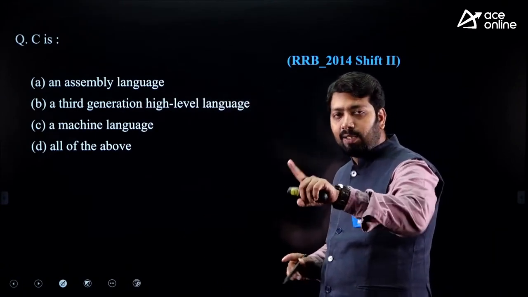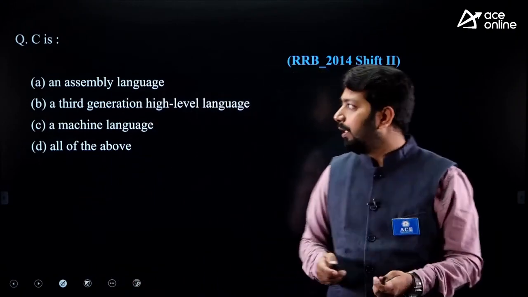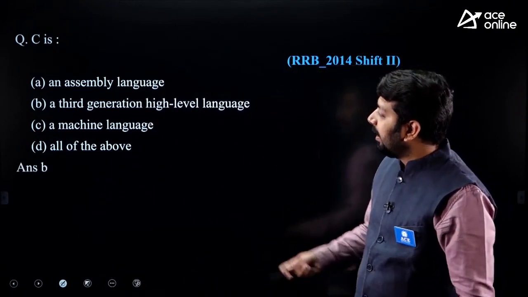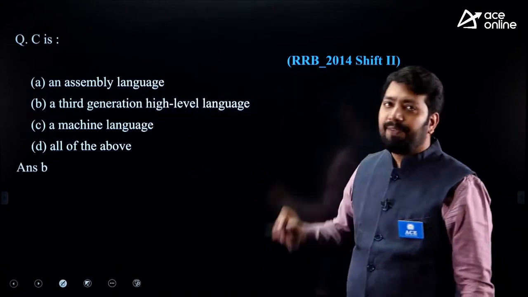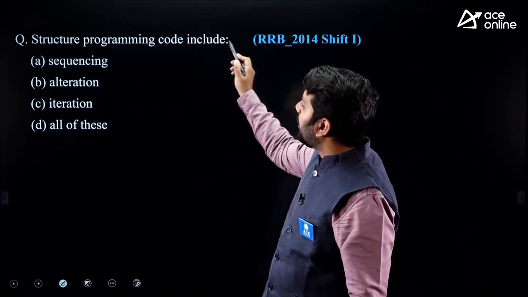Next question. C is an assembly language, third generation language, machine language, all of the above. We just studied the concept and you can see this question again comes from 2014. So we can answer that. Answer B, it is a third generation high level language. Got it? Okay.